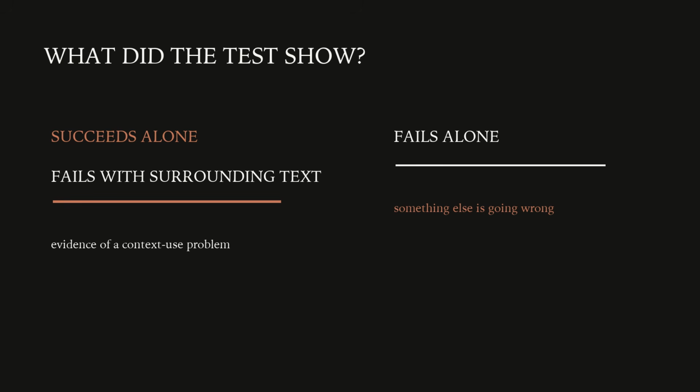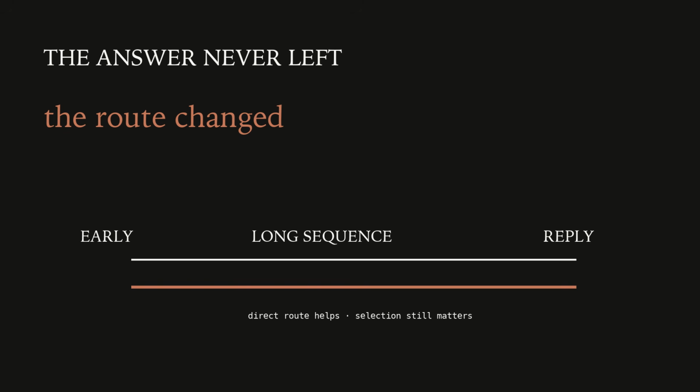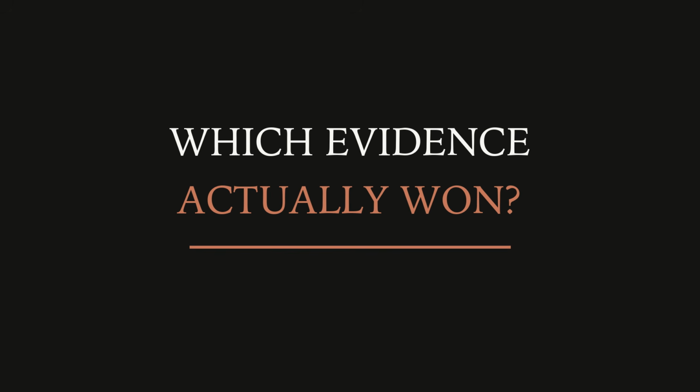Return to the opening. The answer never left the document. What changed was the route between that sentence and the model's reply. RNNs struggled to carry early information through a long sequence. Transformers gave later tokens a more direct route back. The model still has to choose which part of the prompt should control the answer. So when a model invents something despite having the correct document, don't ask only whether the answer fitted inside the window. Ask which evidence actually won.